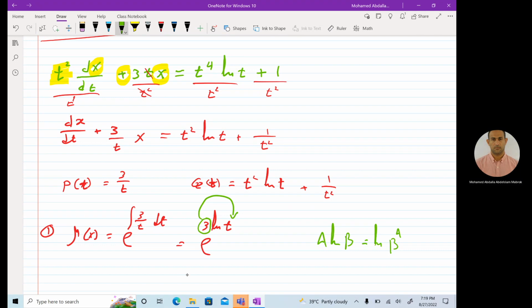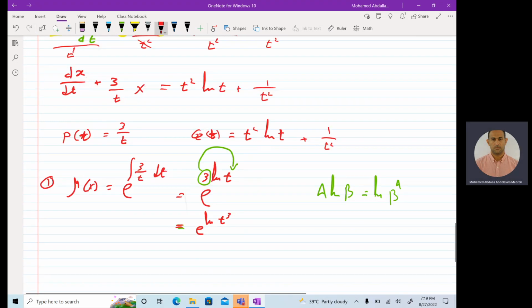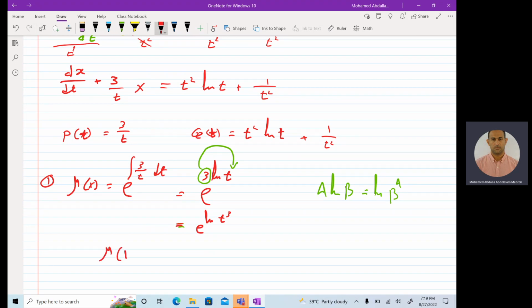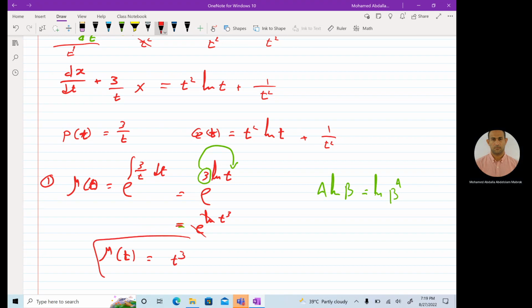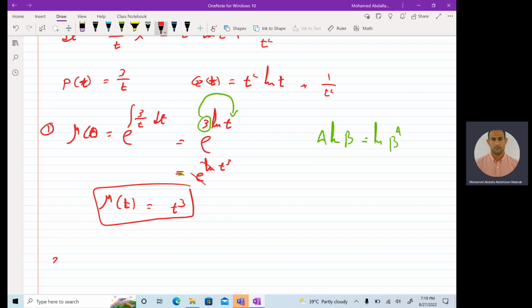So this will equal e to the power ln t cubed. So that means our integrating factor, mu of t, equals t cubed, because now we can remove the e and ln since they are inverse functions to each other. So here we have our integrating factor. We can go ahead and apply the second step.